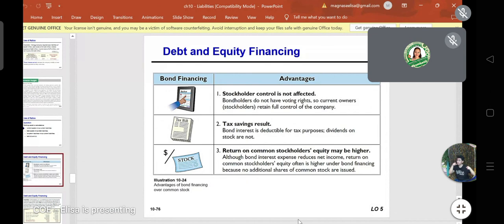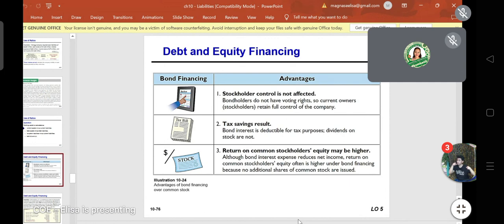So there's a question. Earlier we discussed the possible sources for San Miguel Corporation, either bond financing or through stock issuance. In this case there's no exact or direct answer, because you have to strike a balance between these two so that it will result in a positive financial outlook of the company.